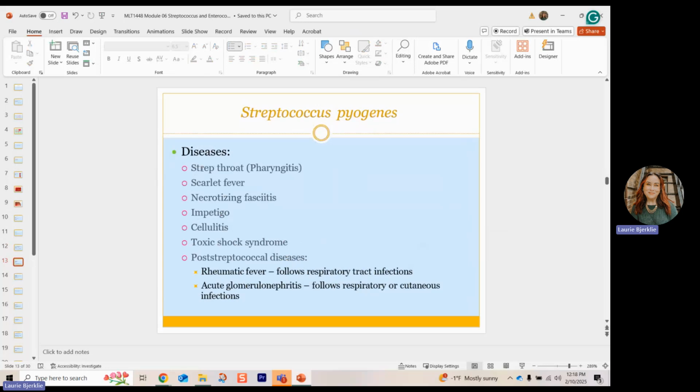And because it's more accurate, you don't always have to culture it, but it depends on what your micro lab decides. A lot of times they might still set up culture plates for all those negatives just to verify that it was truly negative. So that's strep throat, pharyngitis. Like I mentioned, scarlet fever.